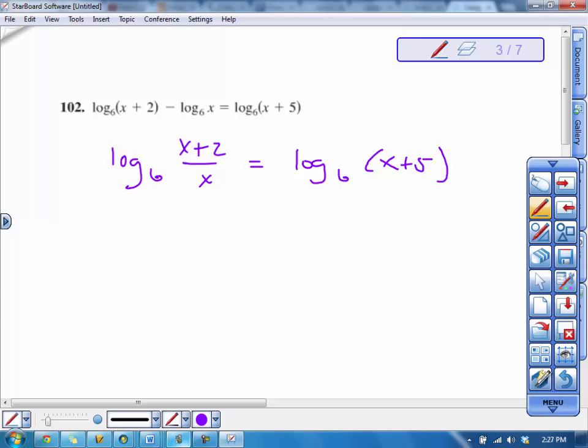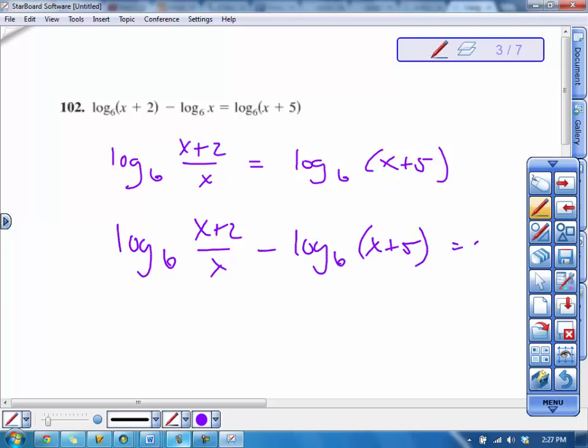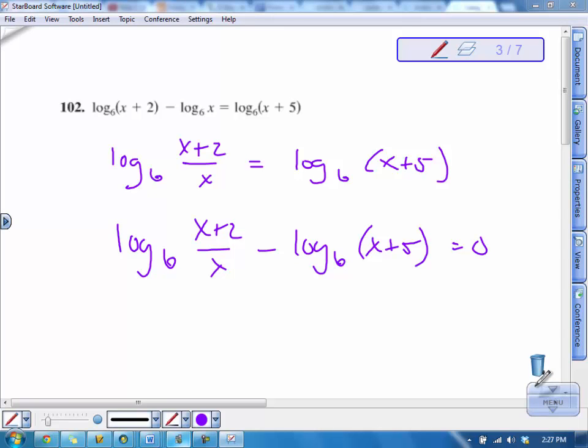And, I mean, there's different ways to solve this from here. You can basically compare, you can set this equal to this now if you want. Or you can raise both sides to the 6th. You can make these exponents, in which case these would cancel. You could bring it down either way, or you could subtract this from both sides and use more log properties. I guess I'll try that way. Log base 6 of x plus 2 over x minus log base 6 of x plus 5 equals 0, in which case make this a quotient.